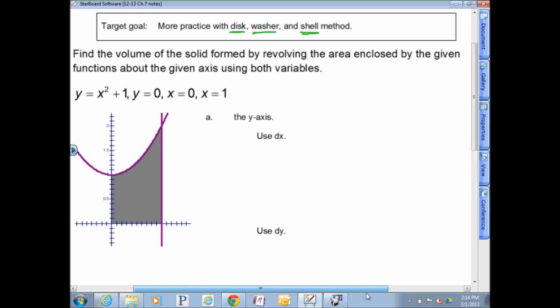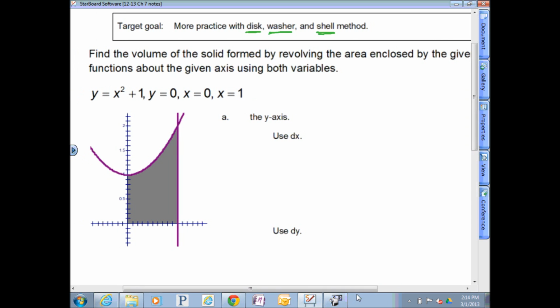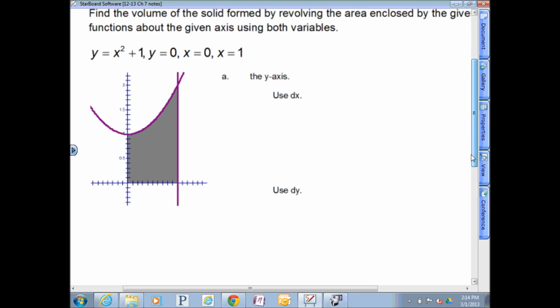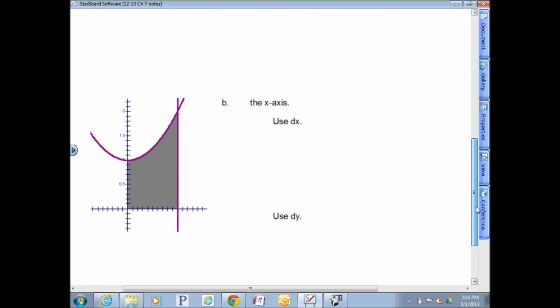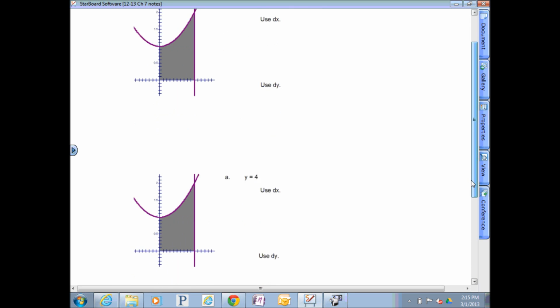Find the volume of the solids formed by revolving the area enclosed by the given functions about the given axis using both variables. We are going to use this region: y equals x squared plus 1, y equals 0, x equals 0, x equals 1. And we're going to revolve this around four different things. The y-axis, the x-axis first, and then on the second page, x equals 3 and y equals 4.